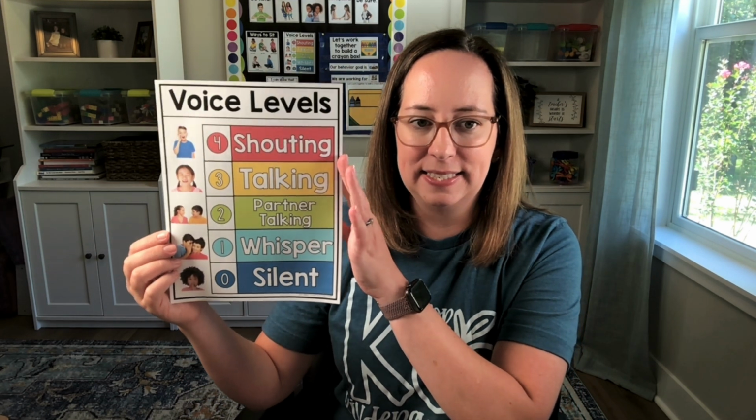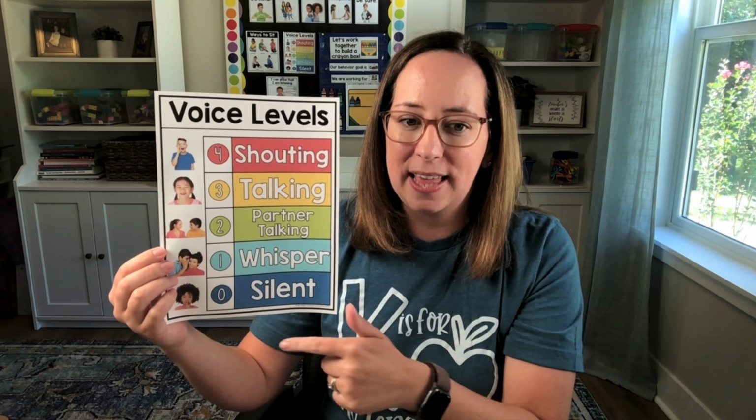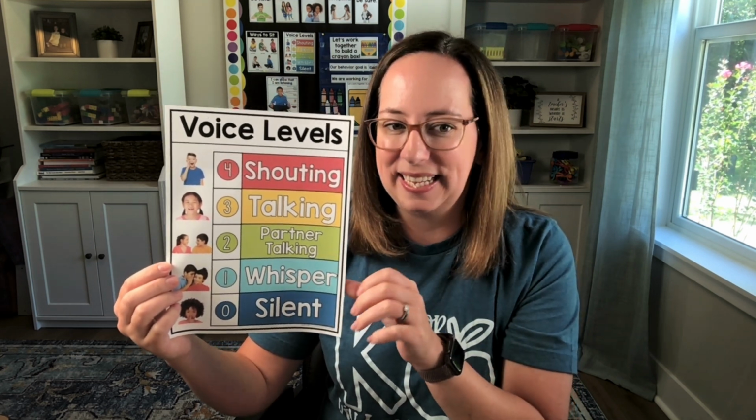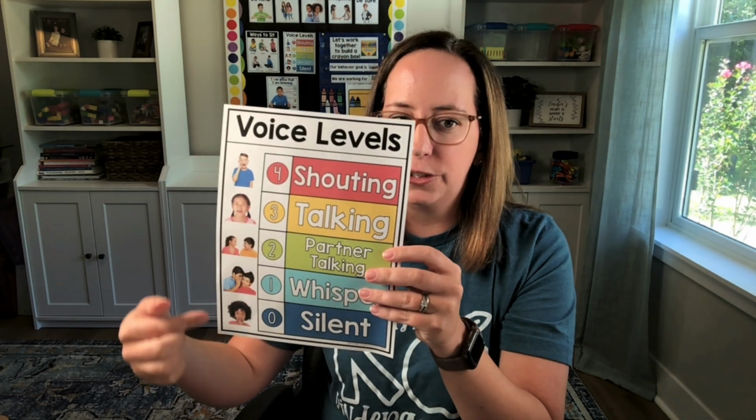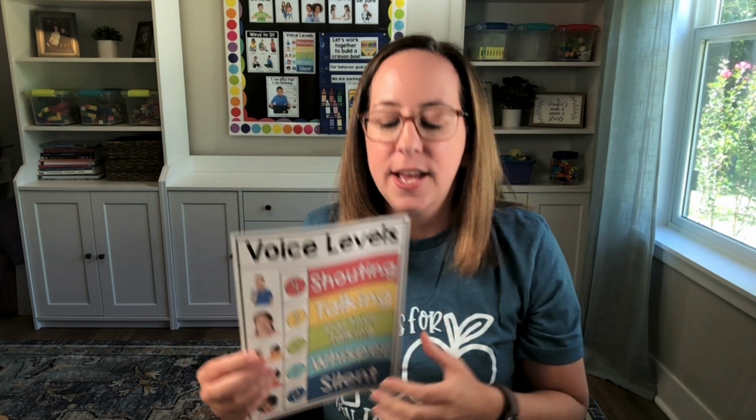So I like to start with a chart like this. And it goes from 0 to 4, and there is a reason that silent is 0 and not 1. We'll get there in a second. And this chart actually has some visuals to show kids and remind them what that voice level expectation is. So at the beginning of the school year, in your first few weeks, you have to teach explicit lessons and practice the different voice levels. So you'll want to teach them, silent means absolutely no talking. And you all practice for a couple minutes and you do silent.